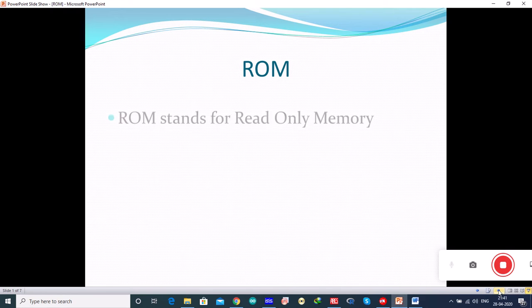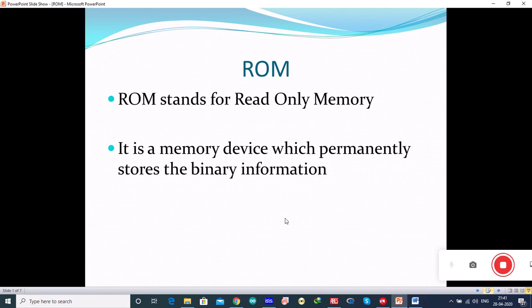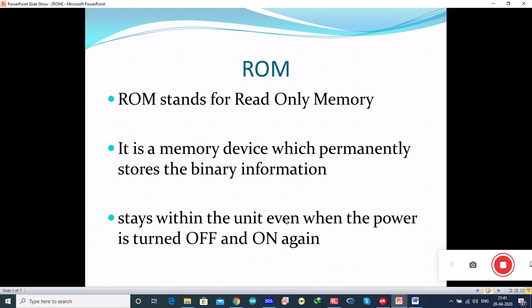ROM stands for Read Only Memory. It is a memory device which permanently stores binary information. The binary information must be specified by the designer and is then embedded into the unit to form the required interconnection pattern. Once the pattern is established, it stays within the unit even when the power is turned off and on.